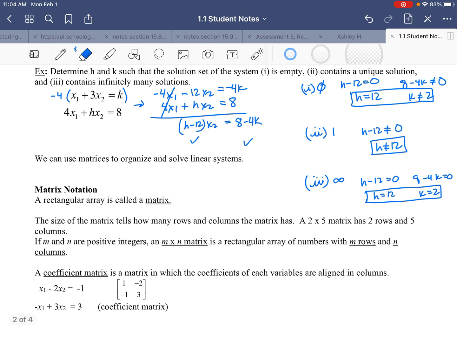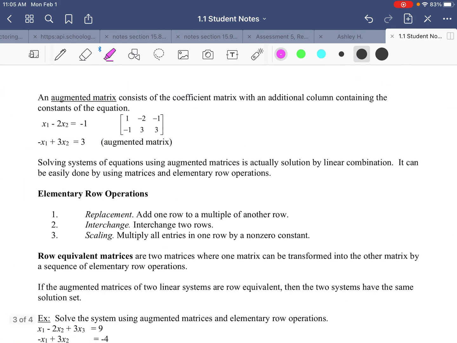So, some more definitions down here. A rectangular array is called a matrix, all right? And you know that matrices are rows and columns. An M by N matrix would be a certain number of rows and columns. You'll see this M by N in many places. I don't know why they use M and N, but there must be a reason. Anyway, a coefficient matrix is when you take all the coefficients, 1, -2, -1, 3, and you put them in a matrix. Okay, and then you have what is called an augmented matrix.